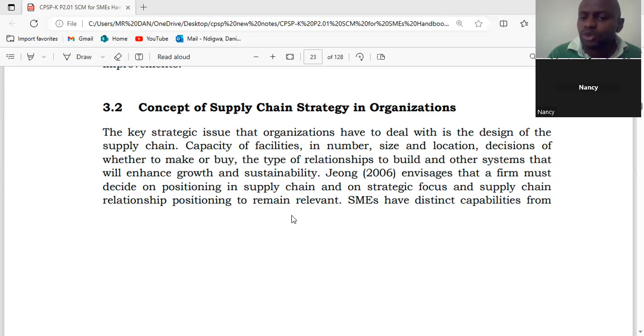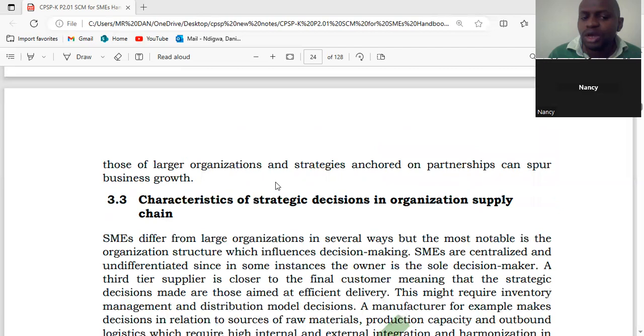And John 2006 envisaged that a firm must decide on positioning in supply chain and on strategic forecasts of supply chain relationship positioning. So you need to build relationships for purposes of collaborating so that at least you have collaborations with the smaller and bigger businesses. And partnering is very, very critical. And partnering creates what is called a win-win situation for both the organizations, because all organizations will benefit from the same.